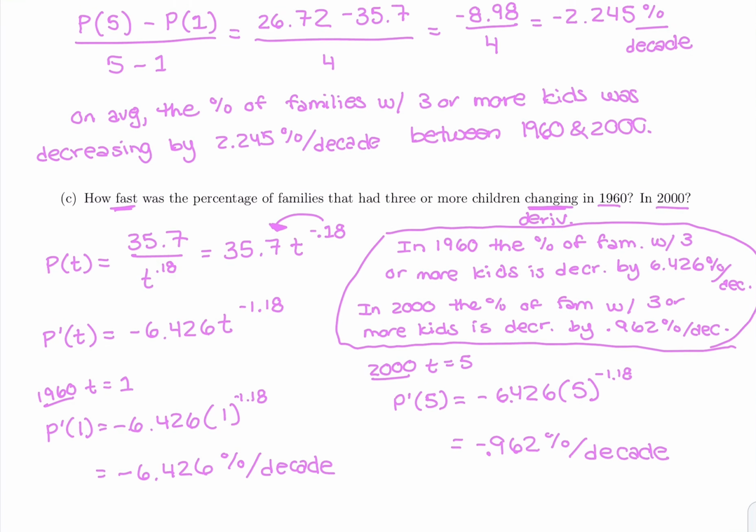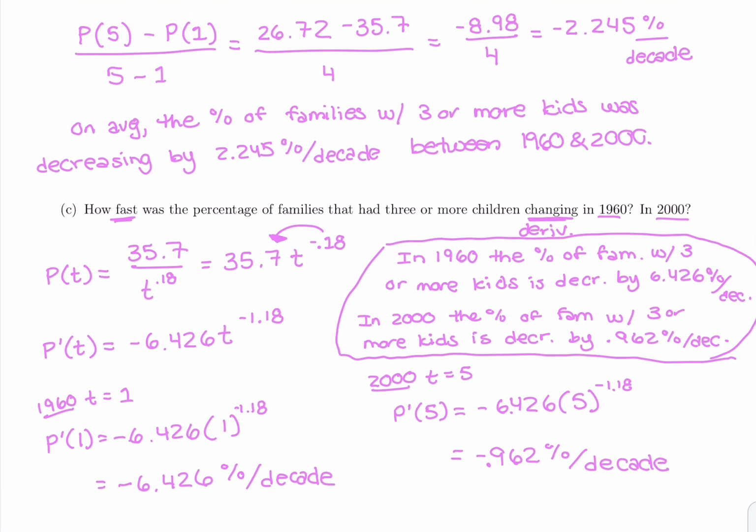So just a good example with some long units of how to find and interpret in the original function the slope or average rate of change between 2 decades in this circumstance, and then plugging in for instantaneous change into the derivative.